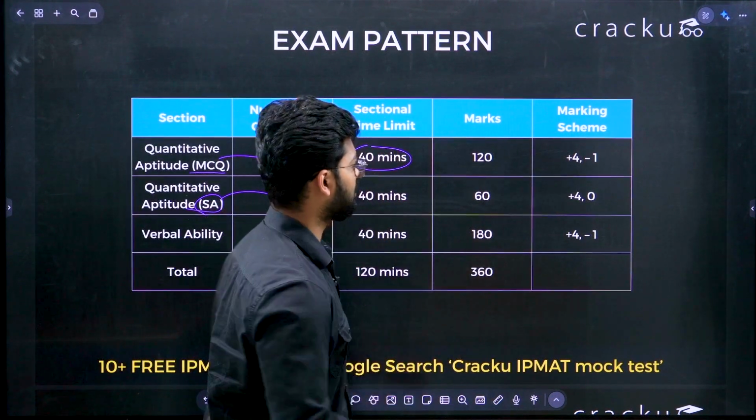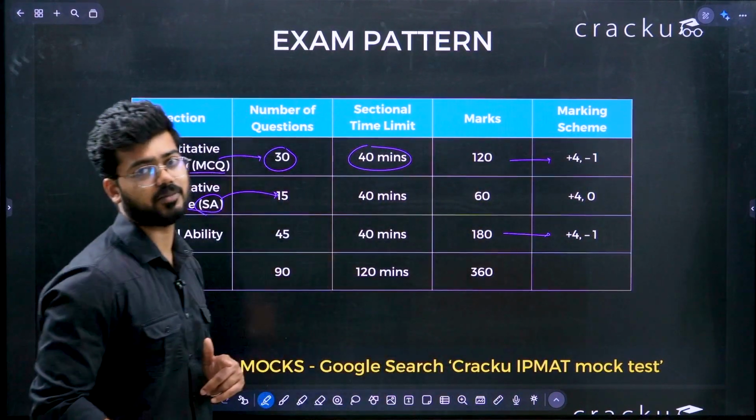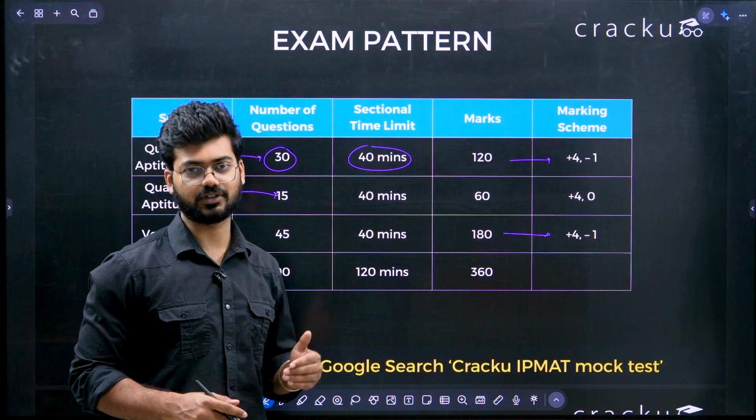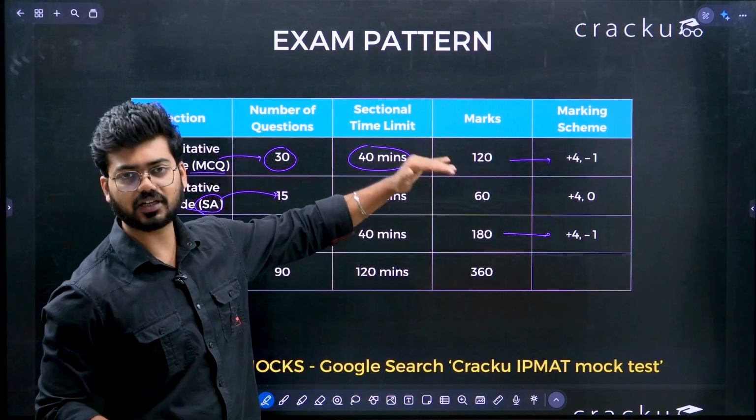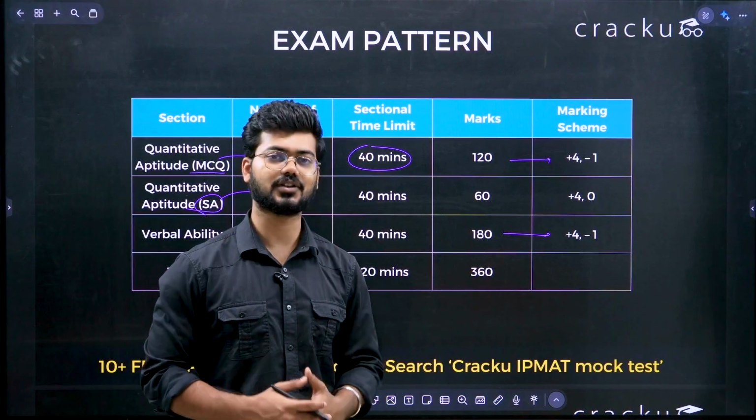The marking scheme is that in all the MCQ type questions, you receive a negative mark for answering the wrong option, right? So it is +4, -1 in the MCQ type and +4, 0 in the short answer questions.